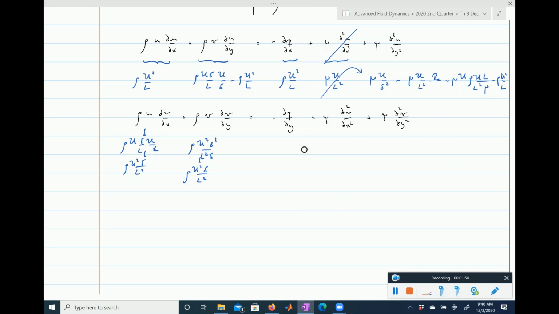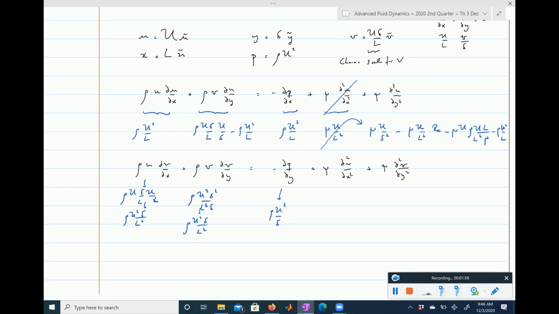Next, the pressure term, minus the partial of pressure with respect to y. So it is going to scale with our pressure term, rho u squared divided by our length scale in the y direction, so that is delta. And now we have our two viscous terms.